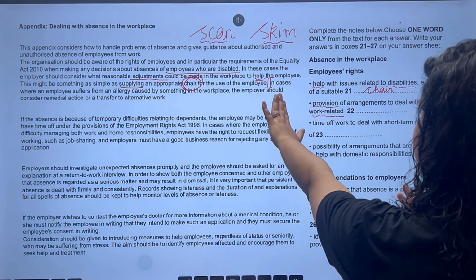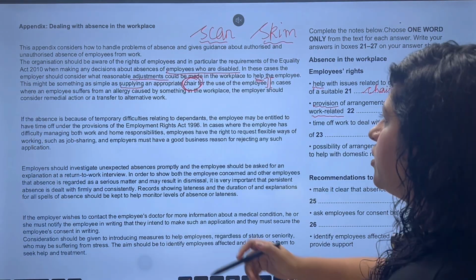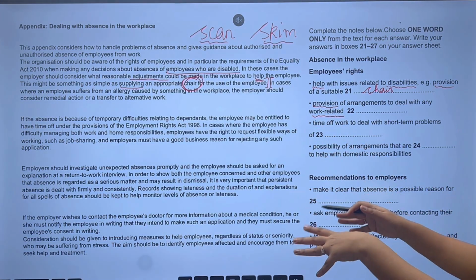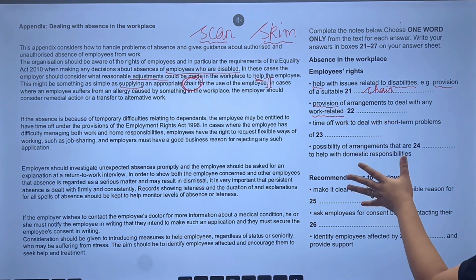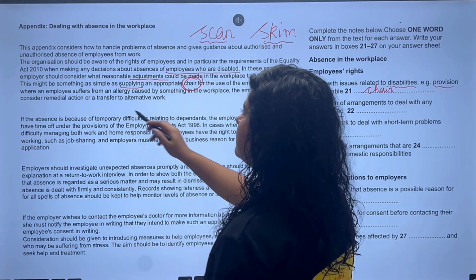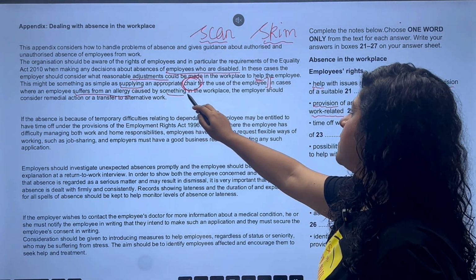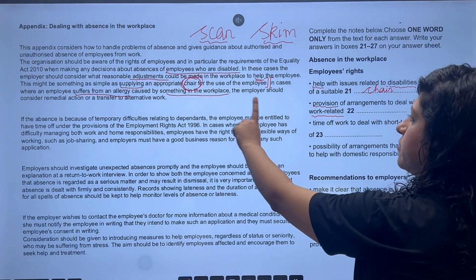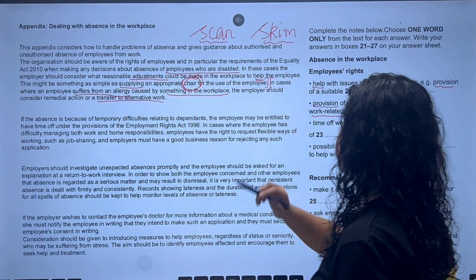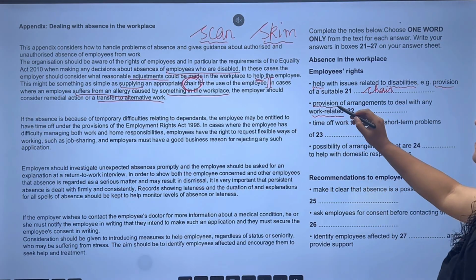So I keep on reading from here. In cases where an employee suffers from an allergy caused by something in the workplace. So there is something that is happening at the workplace, work related something, and provision for that. So in cases where an employee suffers from an allergy caused by something in the workplace, the employer should consider remedial action or transfer to alternative work. So transfer to alternative work, provision of arrangements.